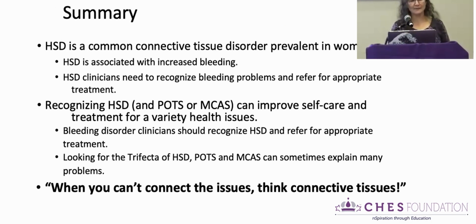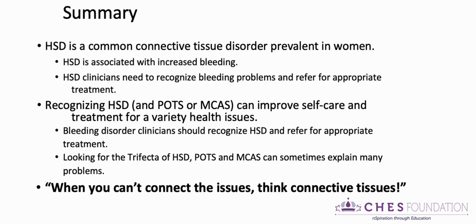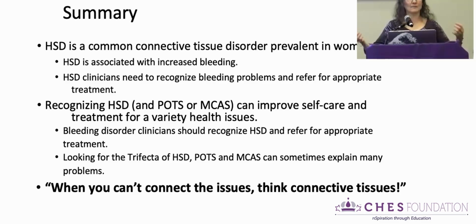So hypermobility is a common connective tissue disorder affecting primarily women, but not only women. It is associated with increased bleeding. It is important among my colleagues that we recognize the bleeding, but then for you guys to recognize if and when you're hypermobile, okay? That can potentially improve your self-care and your management. We'll be talking about that in the next hour, of what you can do about the hypermobility. And it might help you to look for the POTS and the mast cell activation, which might be contributing to some of your other health issues.